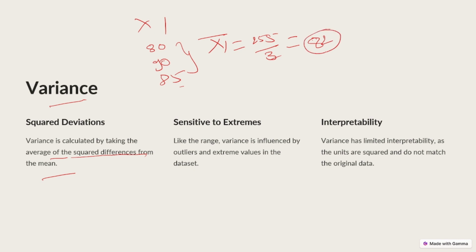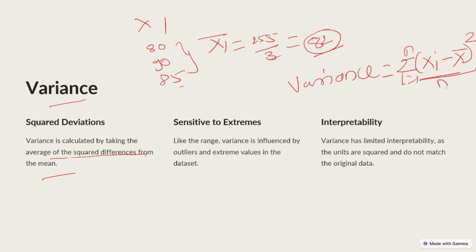It is something like this. This is our mean, so we find out the variance. First, the variance formula is the summation of xi minus x bar squared, with i equal to 1 to n, divided by n.